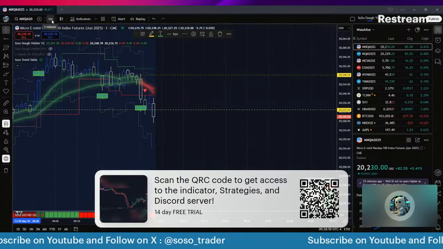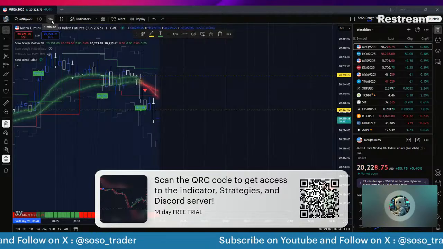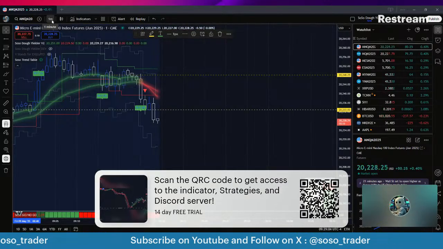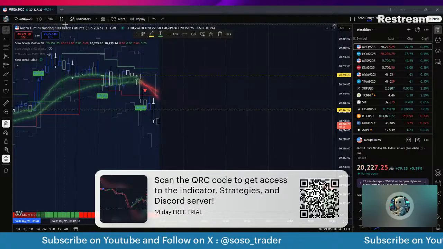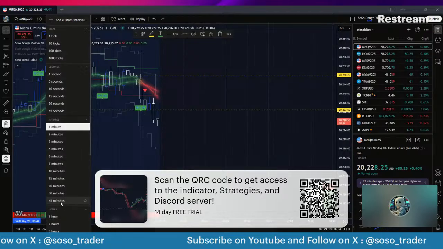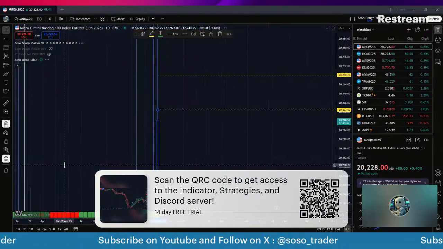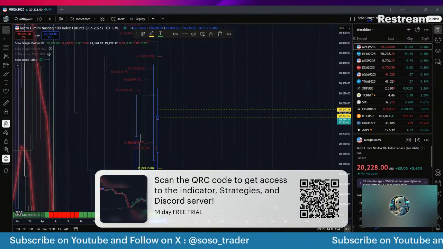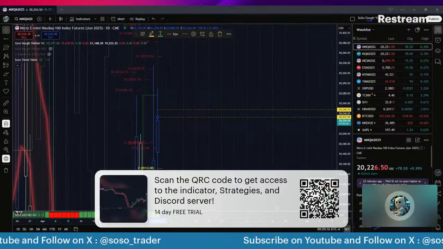We are currently 81 points up from the close of yesterday. Inside yesterday's range.